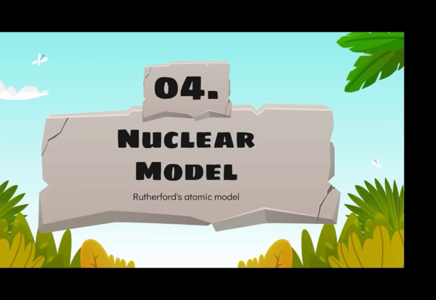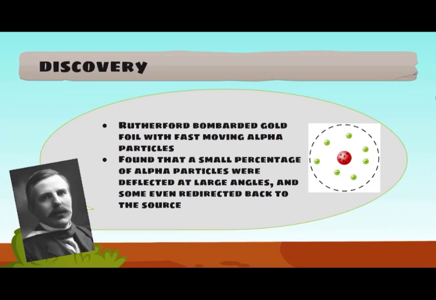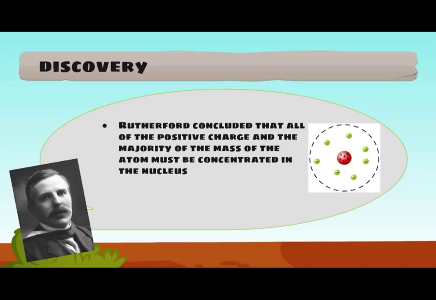So now we are going through Rutherford's atomic model, which is also known as the nuclear model. For the discovery, Rutherford performed an experiment where he bombarded gold foil with fast-moving alpha particles. Through this experiment, he found that a small percentage of alpha particles were deflected at large angles, and some even redirected back to the source, which was unexplainable at that point in time. So he concluded that all of the positive charge and the majority of the mass of the atom must have been concentrated in the nucleus, which was the center of the atom.